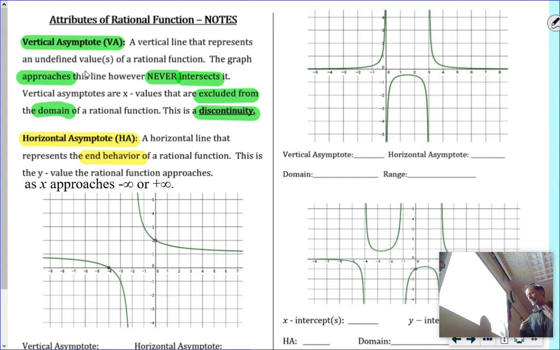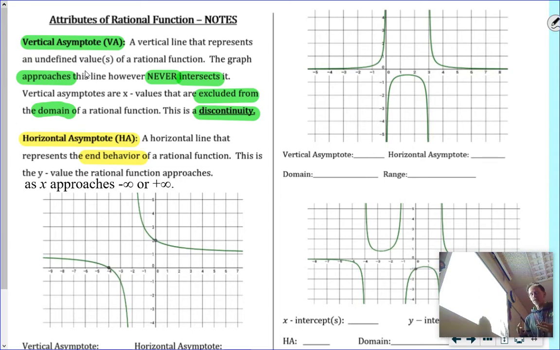I talked more about this in class, but just in general, know that a vertical asymptote is obviously a vertical line that the graph can never ever cross, right? It's what we call a discontinuity. So the graph literally jumps from one side of the asymptote and then picks back up on the other. So it's an undefined point in the domain.